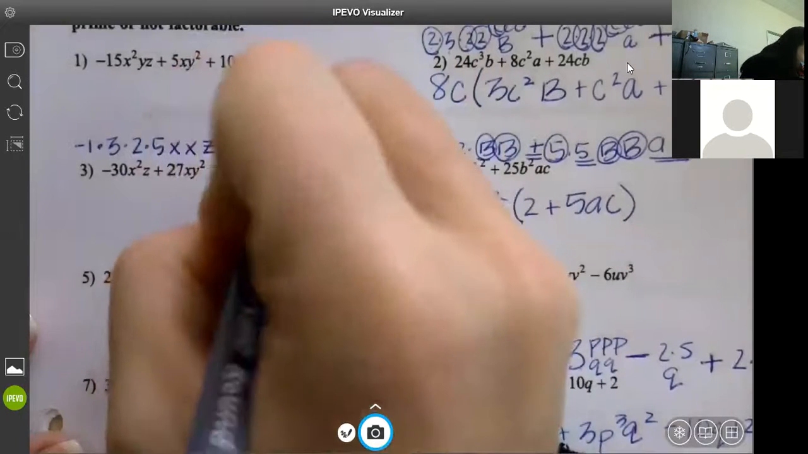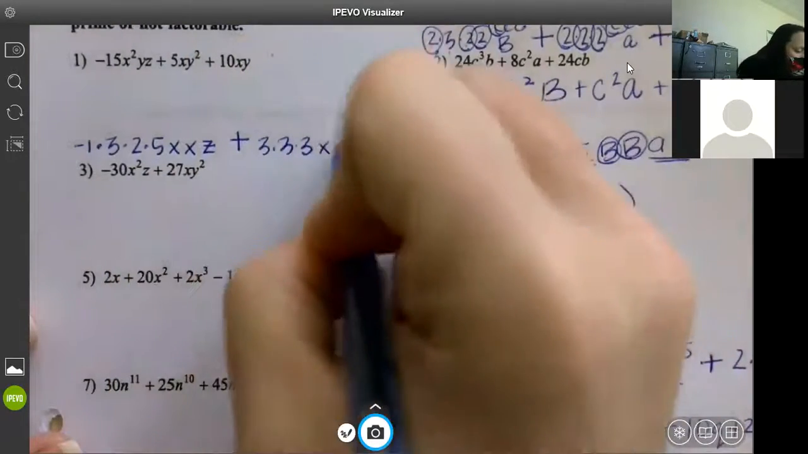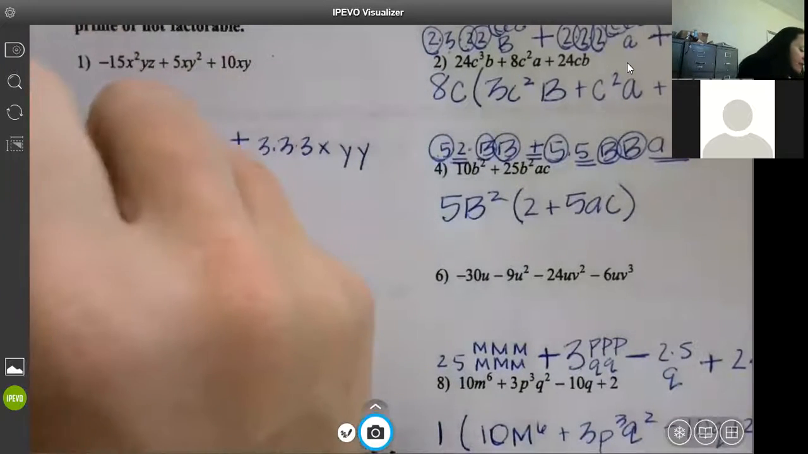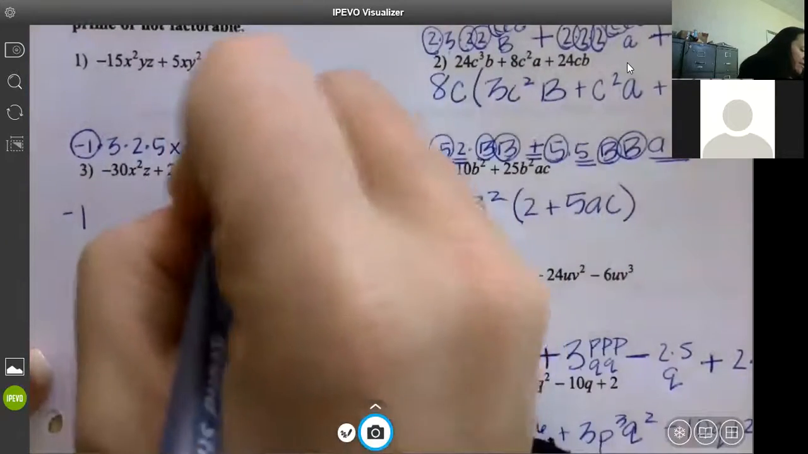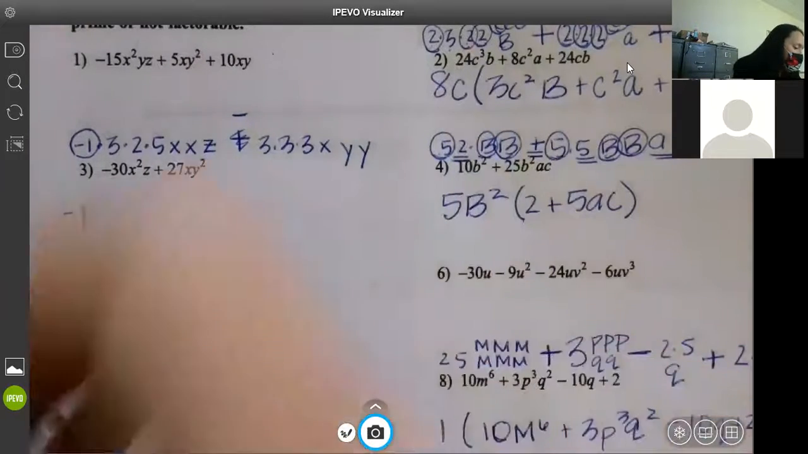27 is 3 times 9. 9 is 3 times 3. We have an x and 2 y's. So the way I work with that negative is I just take that -1 and pull it out, and it changes this sign. Okay, so it's a sign changer. What else comes out? What do they have in common?